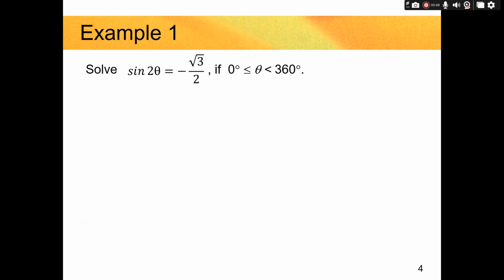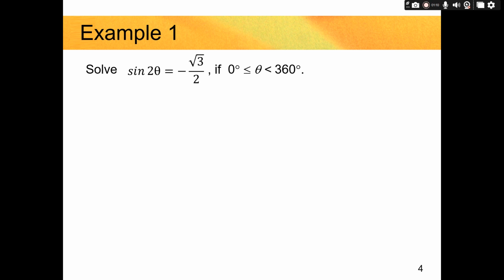Let's jam. Example one. I've seen that one before, just a slightly different number there. So sine 2 theta is equal to negative root 3 over 2.